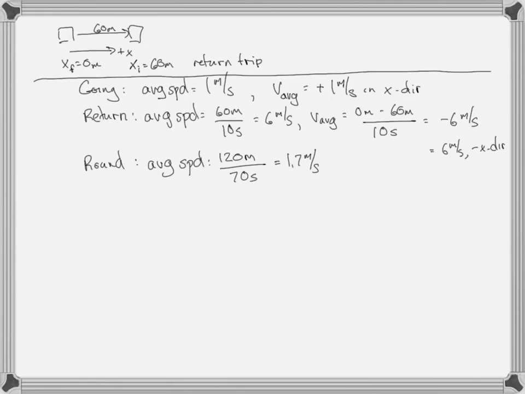My average velocity, on the other hand, for the round trip, I initially started at x equals 0. And where do I end up? I end up at x equals 0. I'm ending up at the same place that I start at. So x final minus x initial, over t final minus t initial, I'll just write this out.